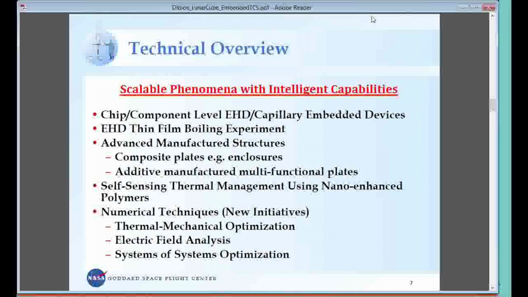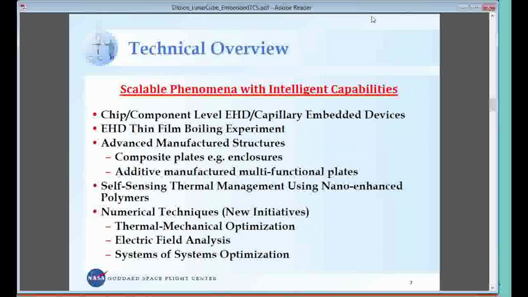Basically, we're looking at scalable phenomena with intelligent capabilities. So we focused in on electrically based fluid management and pumping, and also electrically based intelligence capabilities. We also do some capillary work as well. That's chip component level EHD, capillary embedded devices, thin film boiling. Also, to embed our hardware involves manufacturing and advanced manufacturing techniques.